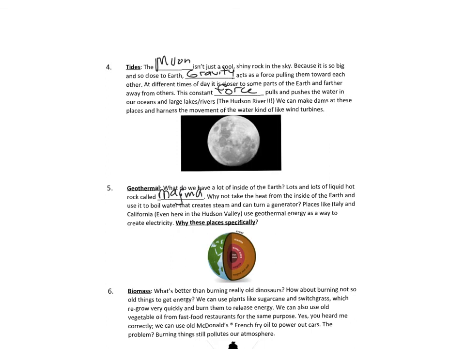So we have places like Italy and California, and even here in the Hudson Valley, where we can get geothermal energy. And the idea here is that these places in particular are good for geothermal energy because of this concept called plate tectonics. And that's not a topic we're going to talk too much about in 6th grade science. You'll see it again later on in 8th grade science.